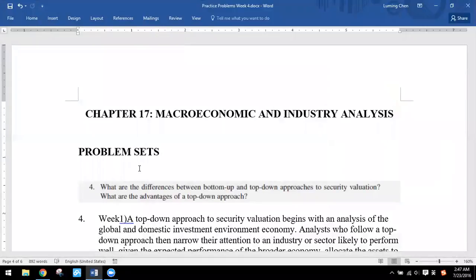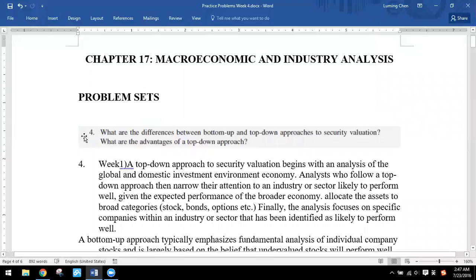In this session we're going to review chapter 17 and chapter 18. Chapter 17 is mainly about macroeconomic and industry analysis. Number one, what are the differences between bottom-up and top-down approaches to security valuation? What are the advantages of a top-down approach? We covered the same question in the week 1 TA session.